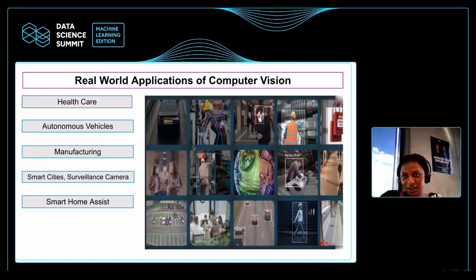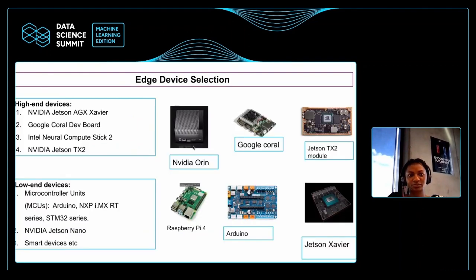We've seen over time that it has been useful in the healthcare industry. When we talk about autonomous cars, smart cities, smart home assistants, we've seen this even in industry. In the manufacturing industry, this has proven to be one of the best applications of computer vision.